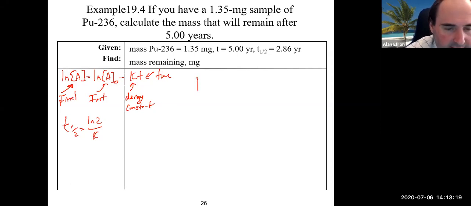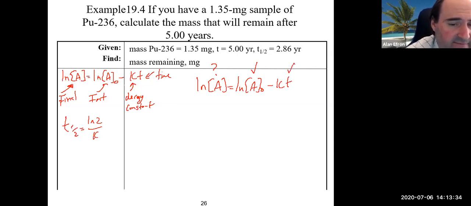So really, when we look at this equation, we are looking for this guy over here. We have the initial, which is 1.35 milligrams. We have the years, which is 5 years. So you can see this is what I was talking about before. We are missing one important piece of information, which is the decay constant.